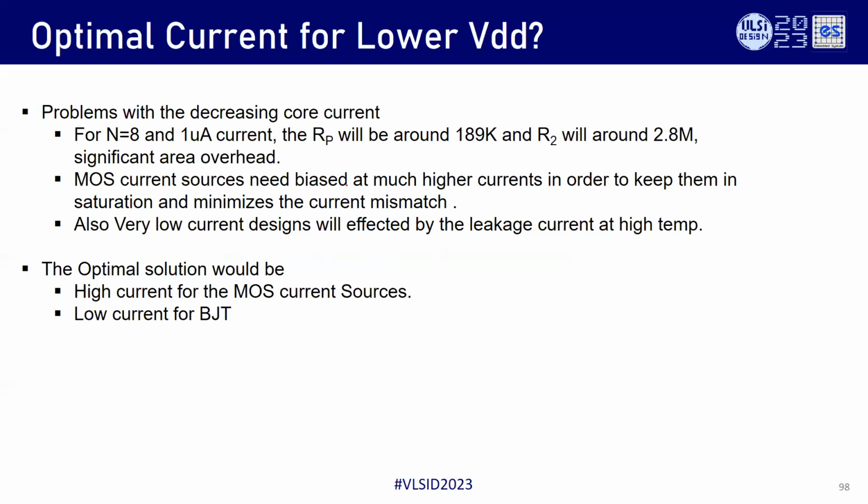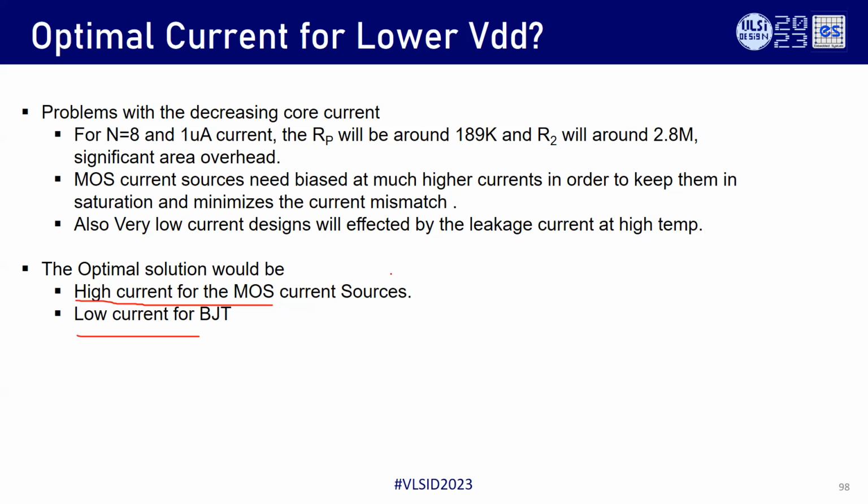What will happen is, if you use the standard traditional band gap, where the PMOS currents at the top are the same as the BJT current, then with very low current for the MOS transistors there will be a lot of mismatch. Basically, to improve the mismatch, we need high current in the MOS current source and low current in the BJT. But in the architecture, they are exactly the same.